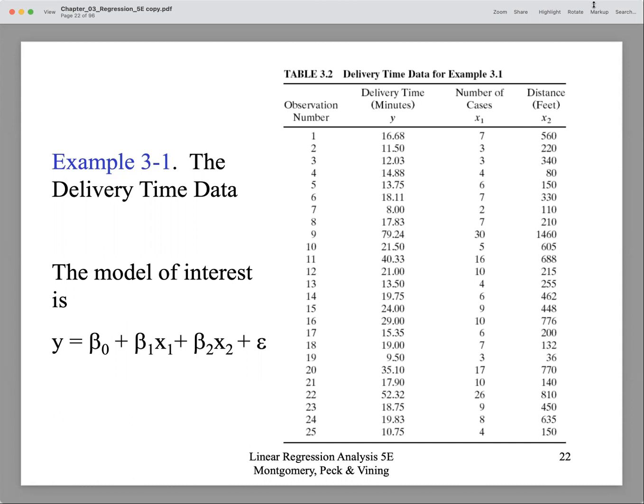The goal here is to fit the multiple regression model given here: y, which is the delivery time in minutes, equal to beta 0 plus beta 1 times x1, the number of cases, plus beta 2 times x2, which is the distance in feet that the driver has to walk, plus a random error term. Obviously beta 0, beta 1, and beta 2 are unknown, so they have to be estimated from the data. That's the goal in this example. We want to use the least squares criterion and find the least squares estimators of these three parameters.